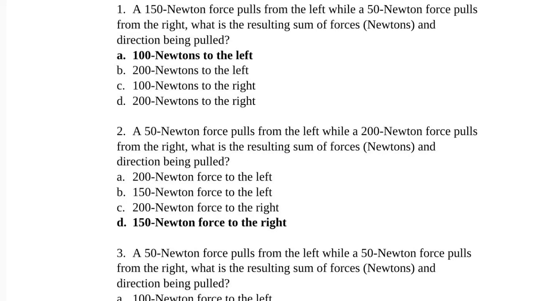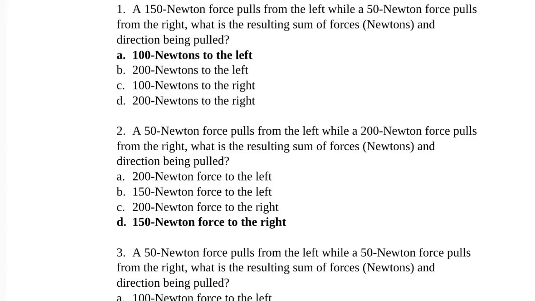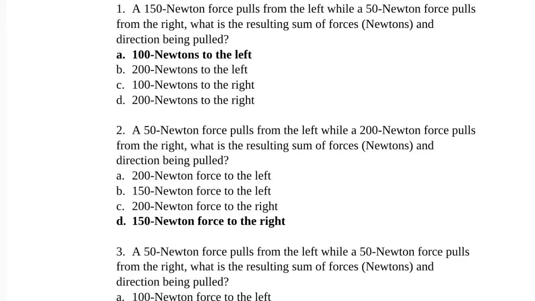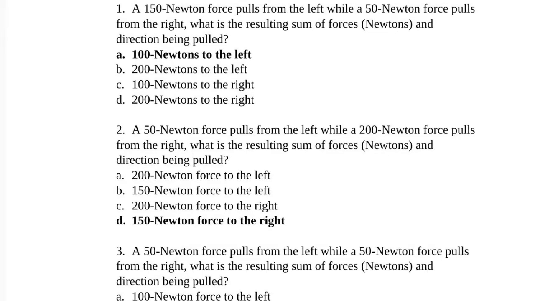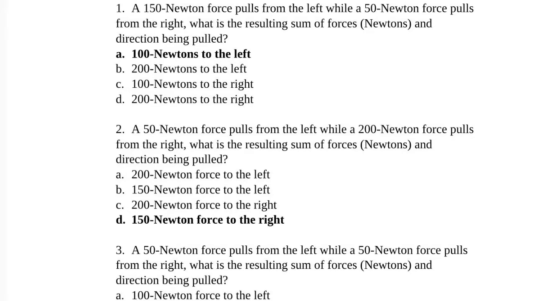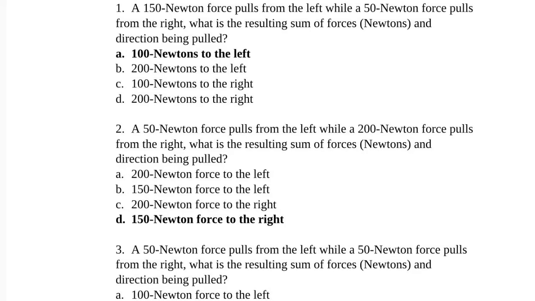Question number 2. A 50 Newton force pulls from the left while a 200 Newton force pulls from the right. What is the resulting sum of forces, or newtons, and direction being pulled? The correct answer is letter choice number D, 150 Newton force to the right. So since our Newton force on the left is 50 newtons, it's going to be subtracted from the 200 Newton force that's being pulled on the right, which is going to give us 150 newtons. And since our force on the right is greater than our force on the left, the net force is going to be to the right.